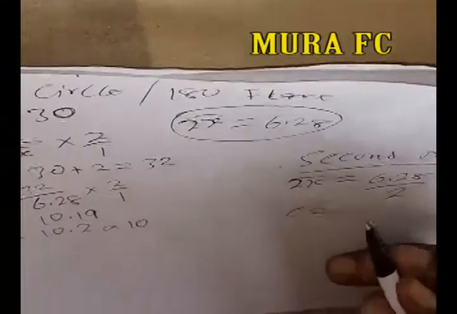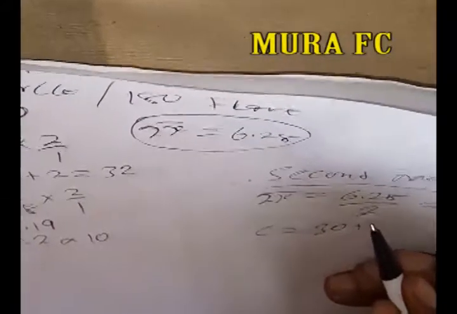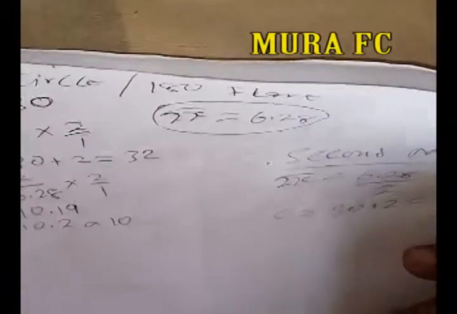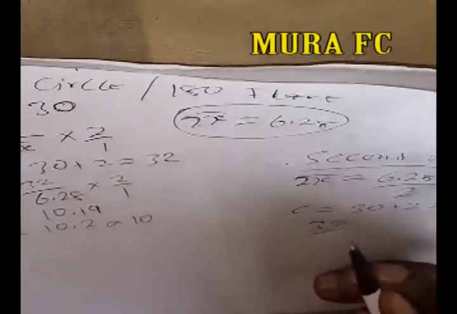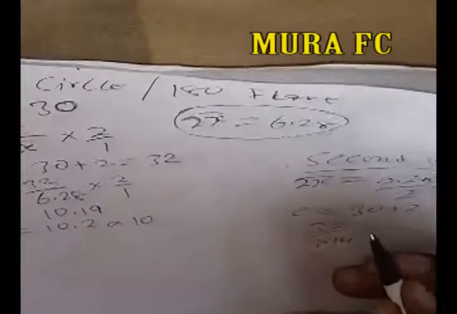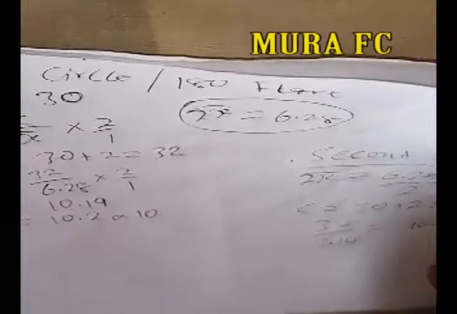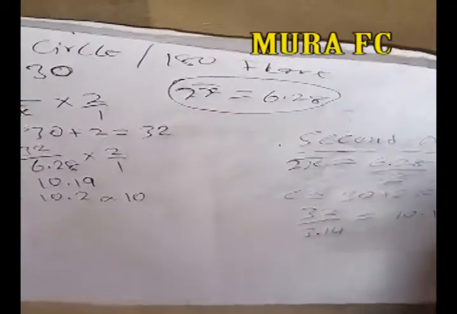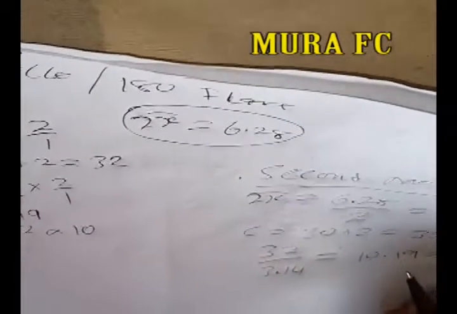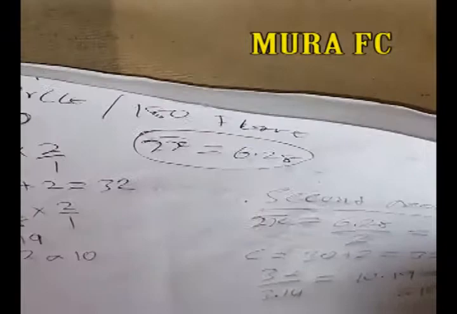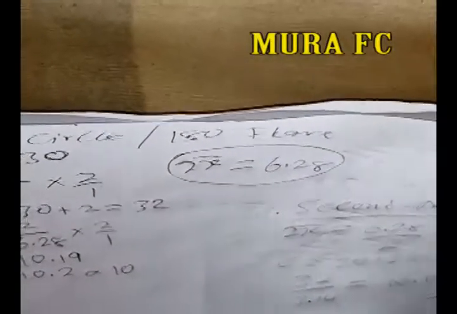That will give us 3.14. So our circumference, which is 30 plus 2, gives us 32. The 2 is the sewing allowance, I have to have the sewing allowance. So we're going to do 32 divided by 3.14, and that will give us 10.19. You can round it to 10.2, or better still, make it 10. So these are the two calculations for a 180 flare or half circle. You can use the first method or the second method, you're still going to get the same answer.